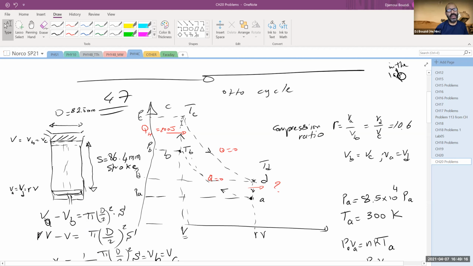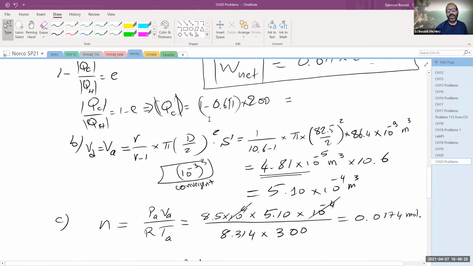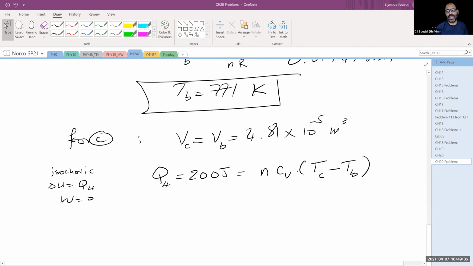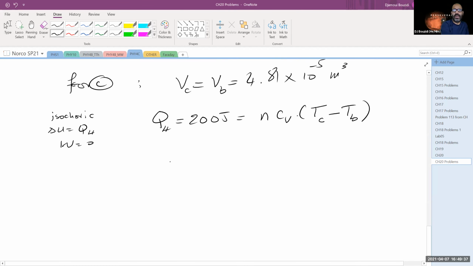So it's nCV times the change in temperature, TC minus TB. Since we just found what TB is, we should be able to find what TC is. So we have all of the information. CV was given to us, which we could have calculated, but that's an unnecessary thing to be given. We have n. We can find from this expression what TC is. So TC minus TB is going to be Q hot over nCV.